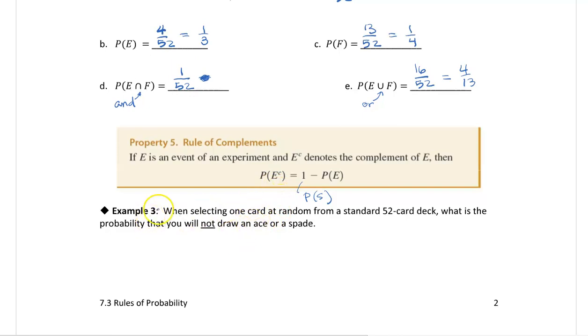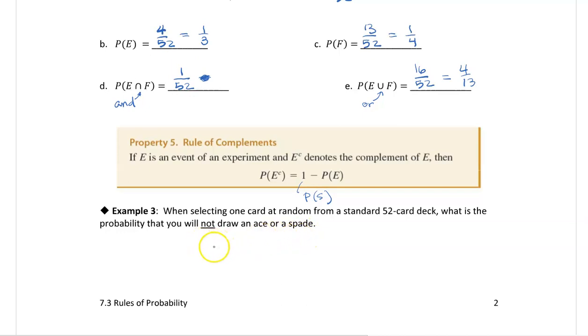So, okay, let's look at an example. What's the probability when selecting a card from a standard deck of 52 cards that you will not draw an ace or a spade? So neither ace nor spade. Okay, so neither ace nor spade.